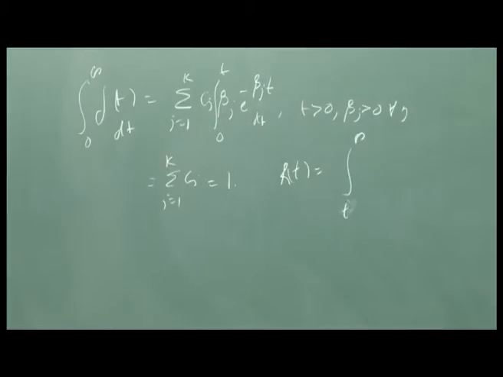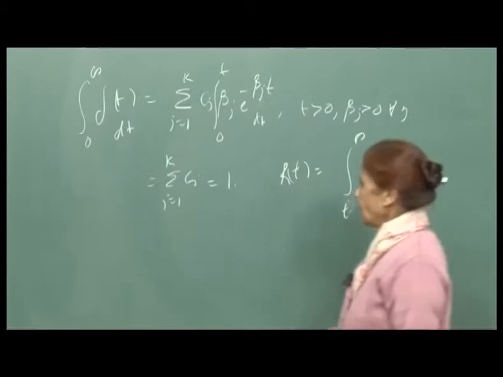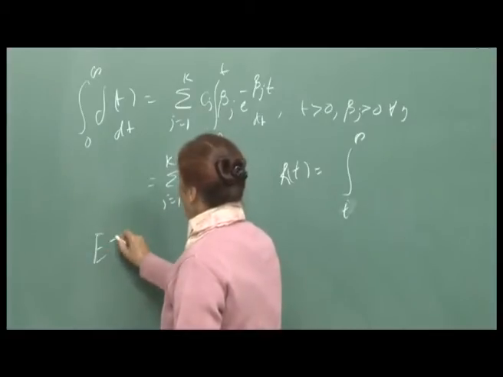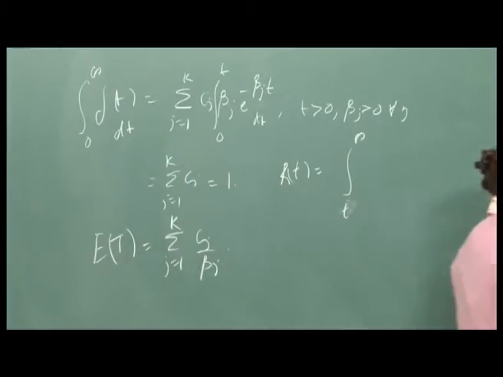So, straightforward. Then answer B and C, beta j is equal to beta for all j, and of course, obtain an expression for the mean time to failure. So, the mean time to failure, for each of them it is 1 by beta j. So, it will be a summation. That means your E t will be summation C j by beta j, j varying from 1 to k.